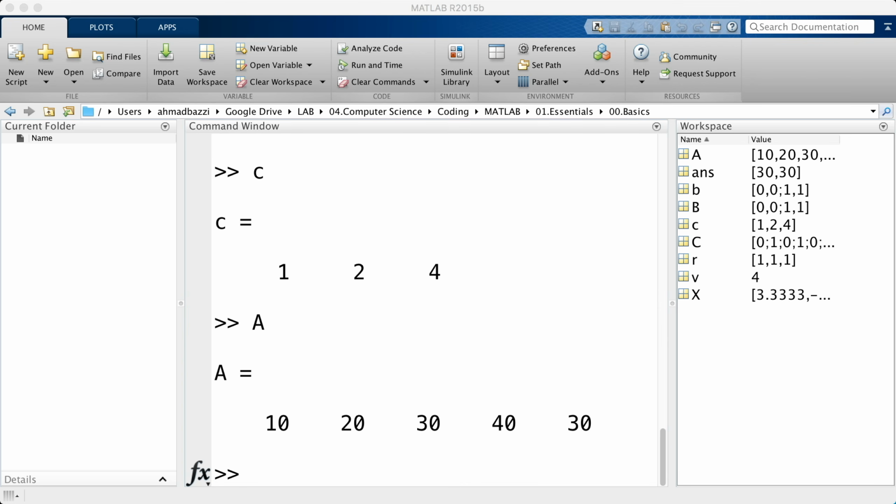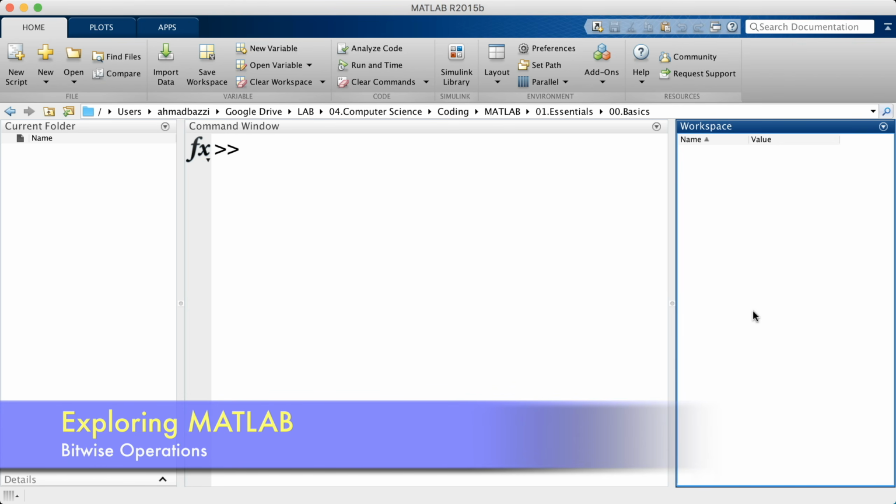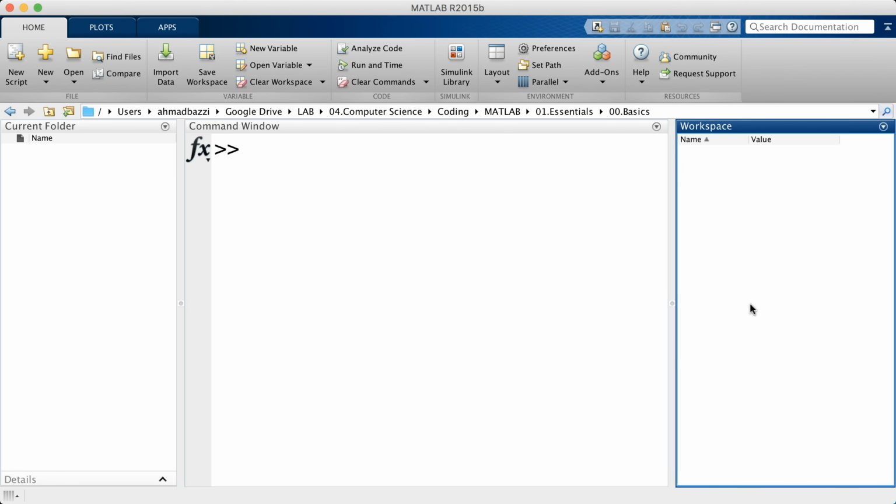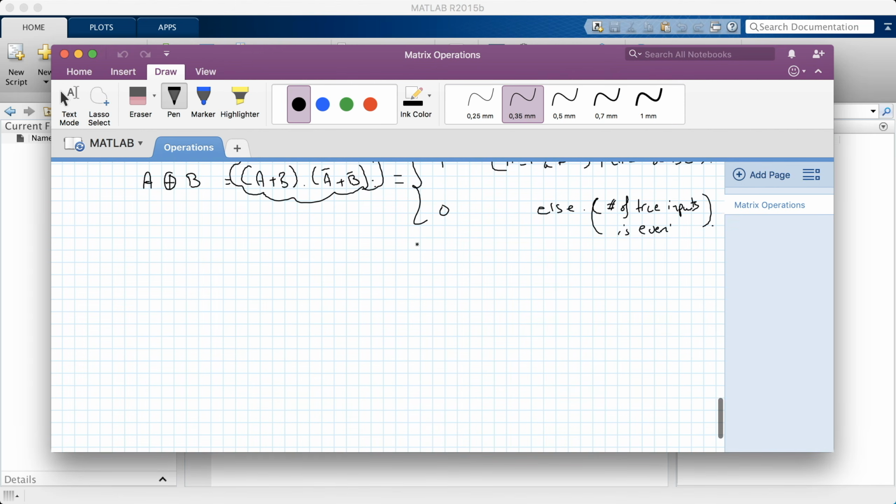So that's all I have to say about logical operations. Let's move forward to bitwise operations. Okay, now if you're working with bits and you would like to do operations on a bit level, there's some cool Matlab functions for that. So let's start off with the bit AND.